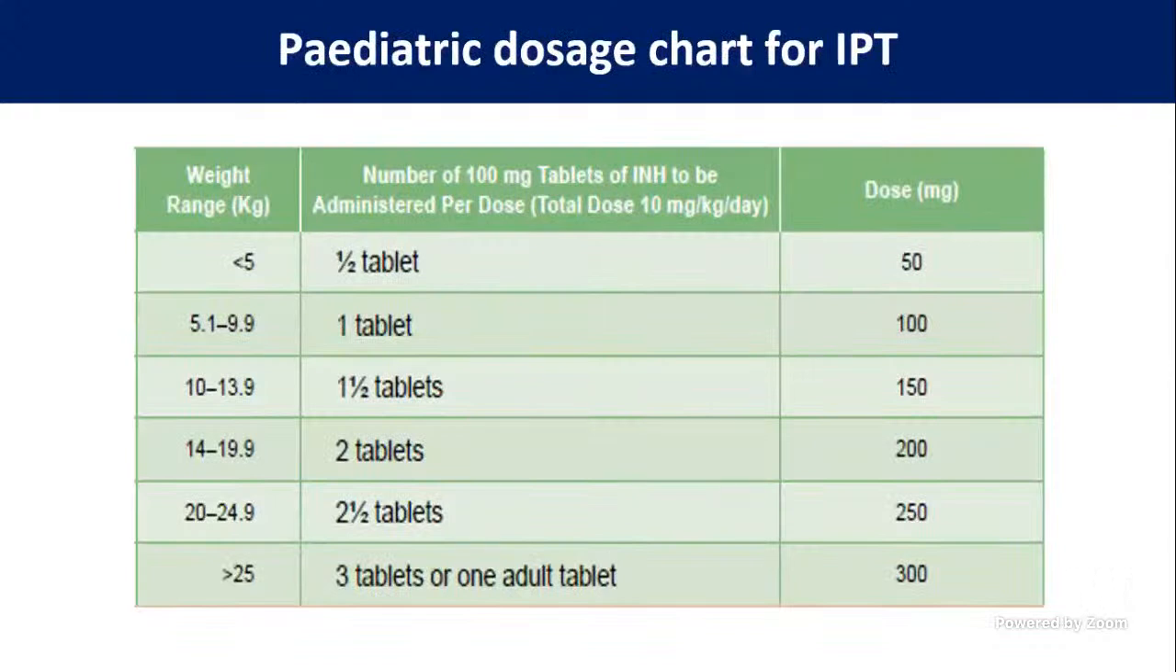Now the pediatric dosing chart for IPT, this again is weight based. So monitoring of weight becomes very important while we prescribe both ART and any of the preventive treatments, either fluconazole preventive therapy, sorry, TB preventive therapy, or CPT. Next slide.